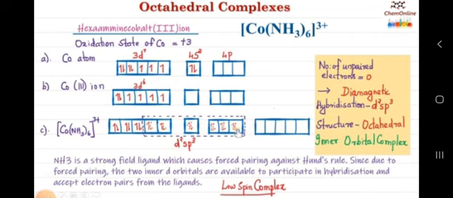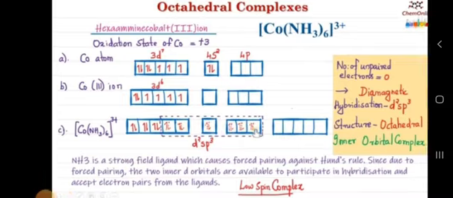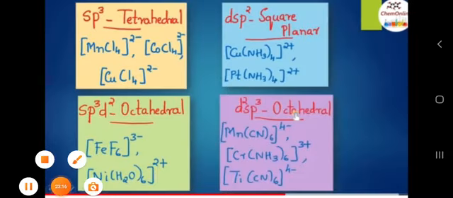So these are the examples of the outer sphere and inner sphere octahedral complexes. Coming next to tetrahedral and square planar complexes, now let us see examples.